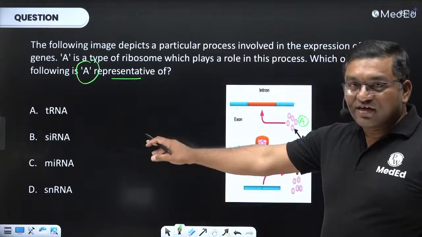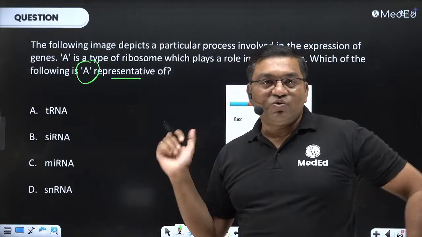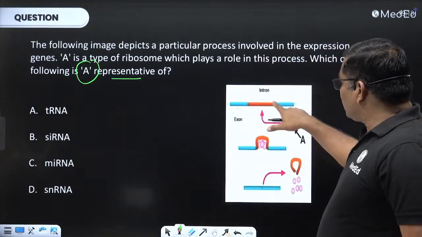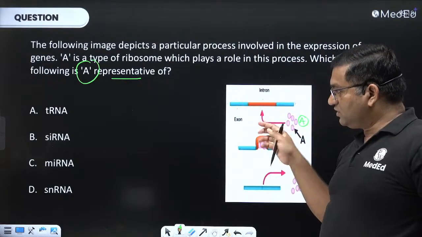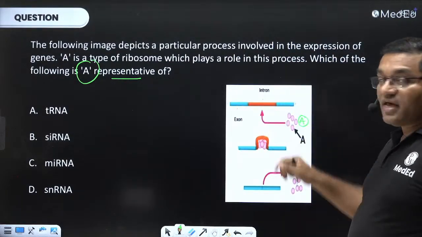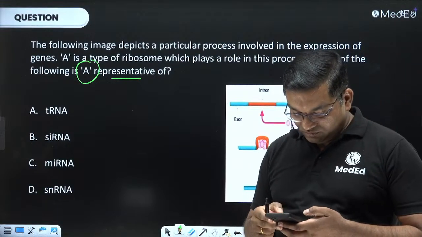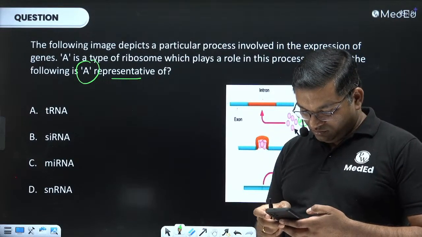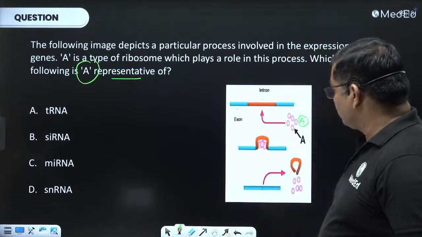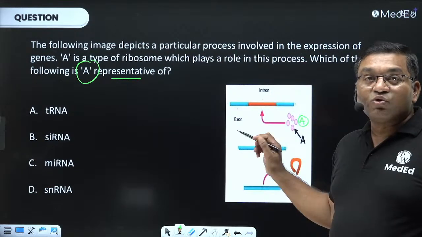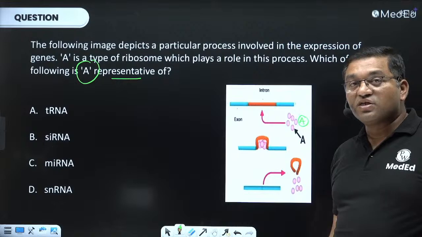I am not asking you the answer. What is this process known as? What is this intron exon? This is mRNA. See, there is no doubt that this is mRNA. So this process is known as post-transcriptional modification.